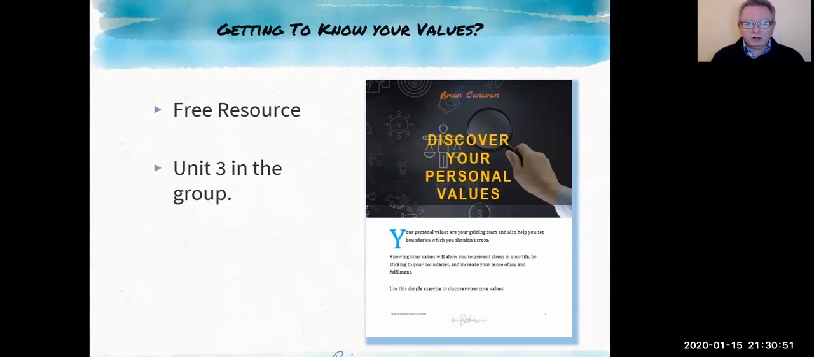So that's it for tonight. Go and have a wee look at your personal values, and I'm sure once you know what they are, and you can live more in alignment with what your values are, you're going to have a much happier time.